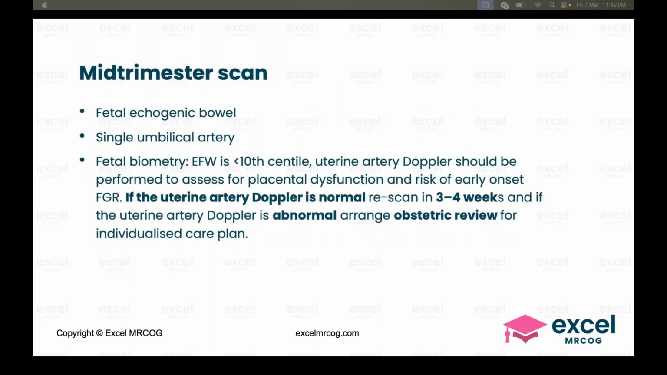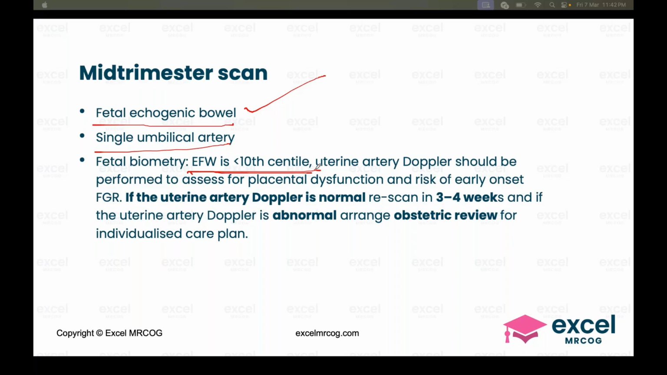Mid-trimester screen, certain factors which are considered risk factors is fetal echogenic bowel. This is a station that comes in the MRCOG Part 3 exam. And you need to offer them serial growth scans even if everything else is normal. Single umbilical artery is also a risk factor. And on the fetal biometry, that is, when you do the 18 to 20 week scan, you note that EFW is less than the 10th centile.